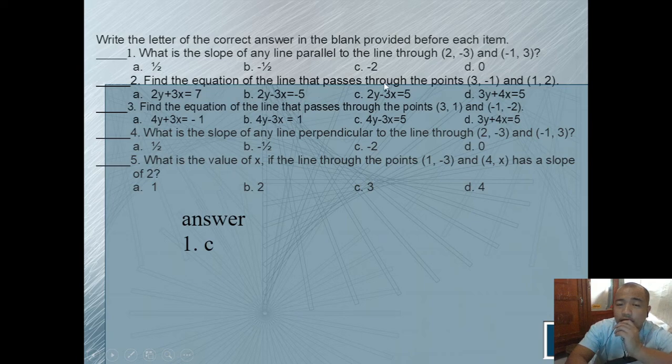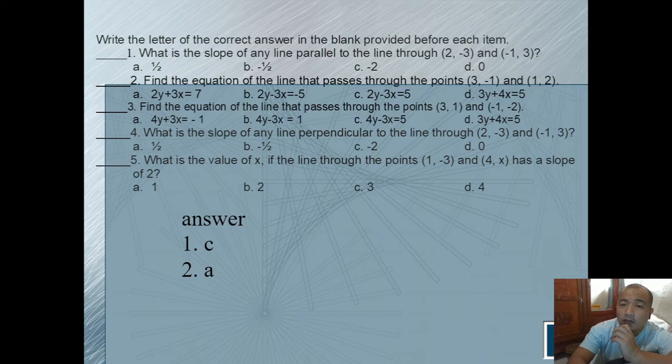Number 2, find the equation of the line that passes through the points 3, -1 and 1, 2. Okay, use the 2-point form of the equation of the line. Y minus y sub 1 equals y sub 2 minus y sub 1 all over x sub 2 minus x sub 1 times quantity x minus x sub 1. Yes. Substitute those 2 points: x sub 1, y sub 1, x sub 2, y sub 2. And then you will come up with the answer. Letter A. 2y plus 3x equals 7, or 3x plus 2y equals 7 in the form ax plus by equals c. I hope you get the same answer.